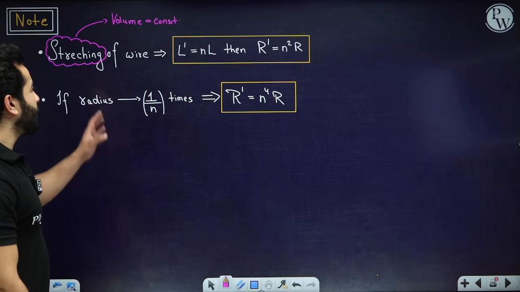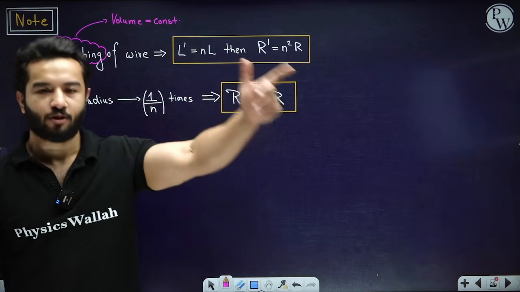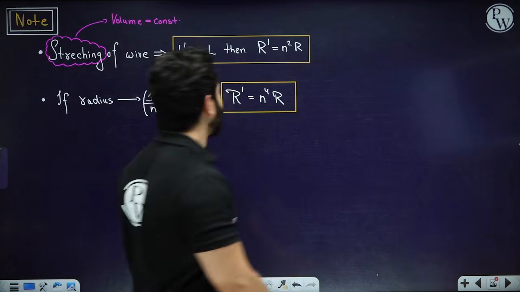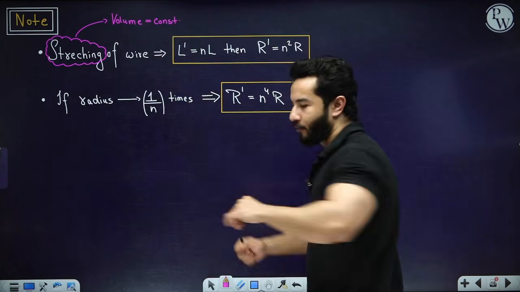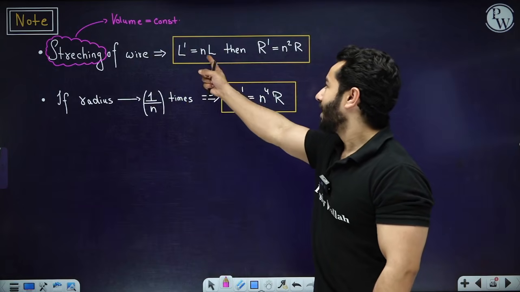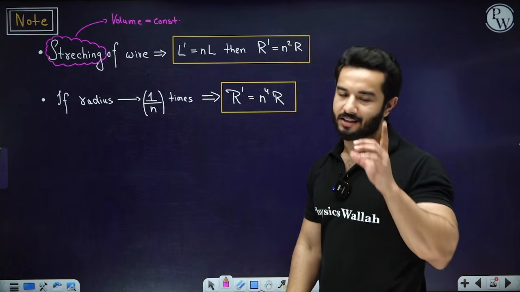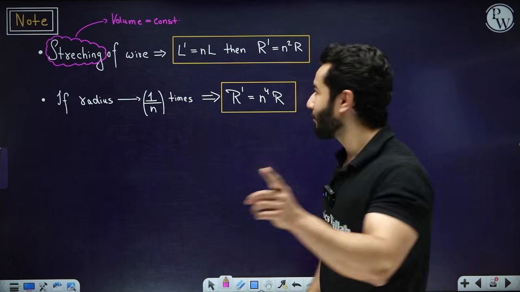So if volume will remain constant and they are saying that it has been stretched to n times its original length, let's suppose that initially the length was L and now we have stretched it. Now the length becomes n times the original length. So the resistance will become n square of the original resistance. This is something which you should be able to understand.